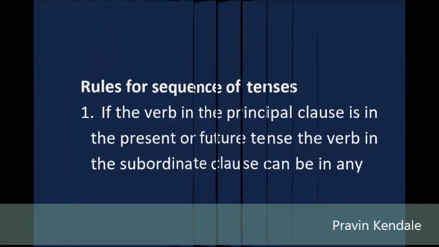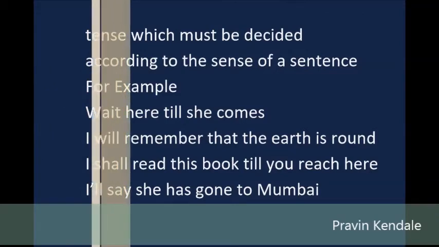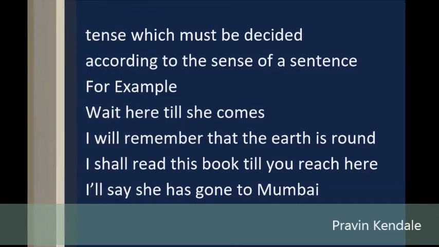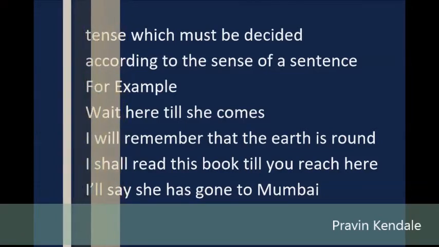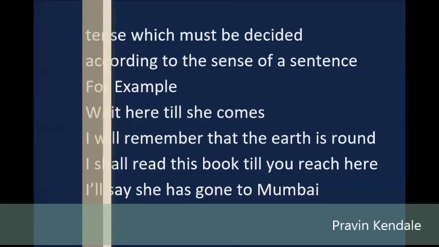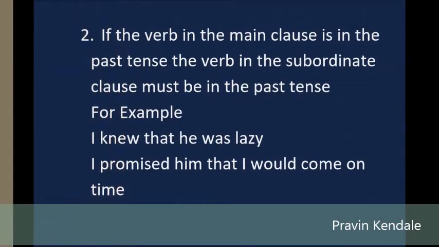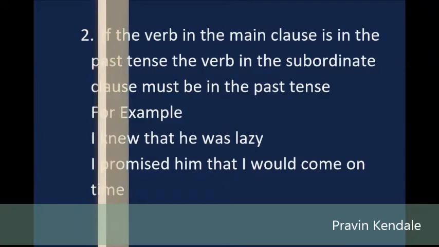Rules for a sequence of tenses. 1. If the verb in the principal clause is in the present or future tense, the verb in the subordinate clause can be in any tense, which must be decided according to the sense of a sentence. For example, wait here till she comes. I will remember that the earth is round. I shall read this book till you reach here. I'll say she has gone to Mumbai.